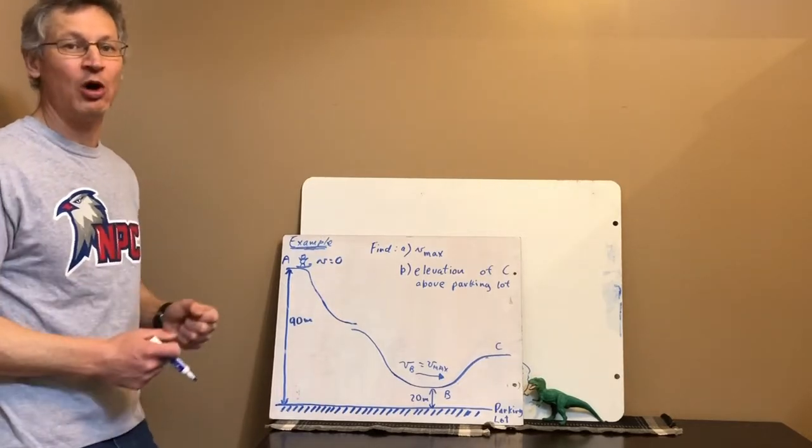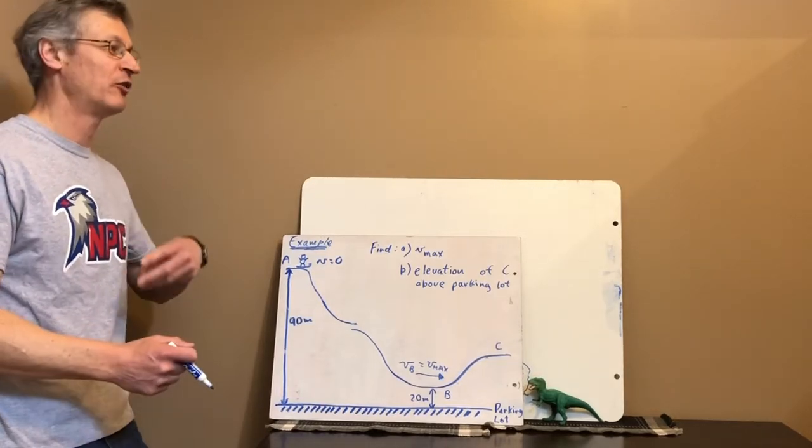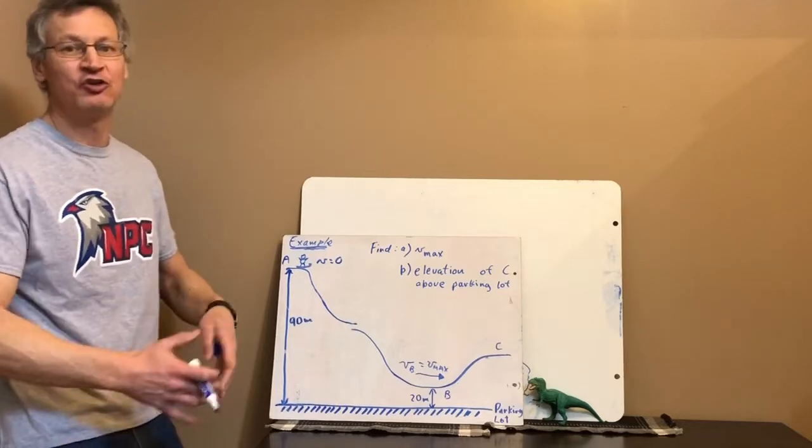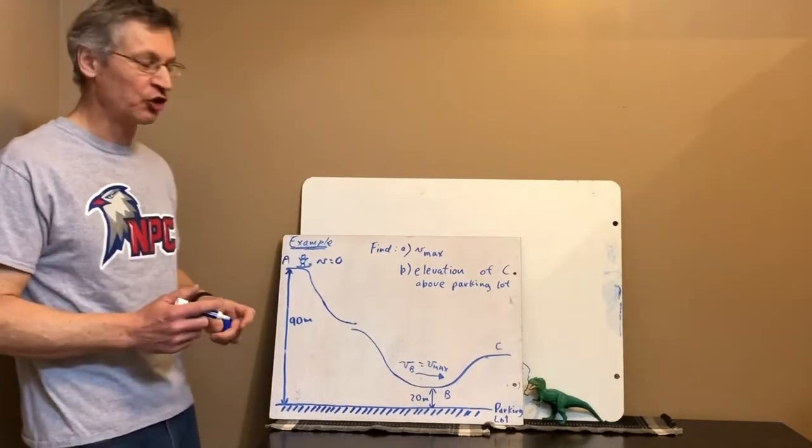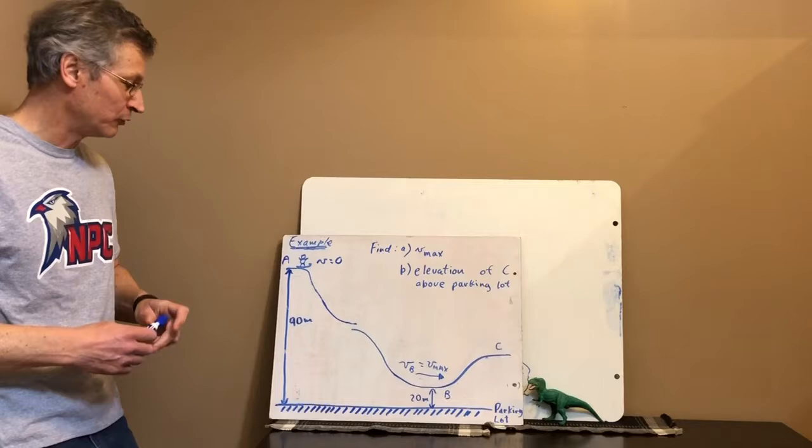So when I look at this diagram, I see different types of energy. I think the law of conservation of energy. Whatever energy you start with, that's the energy you're always going to have, just in different forms.